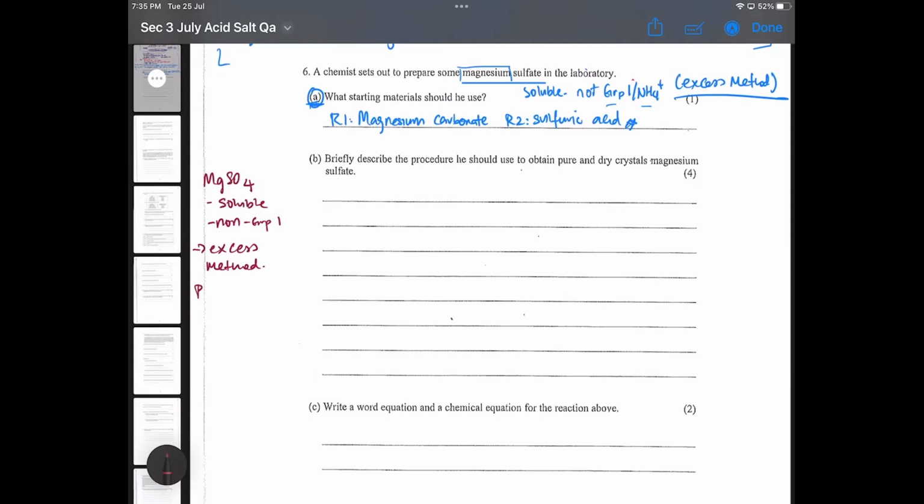So for the excess method, we mention the respective reagent, always the acid, and anything that reacts with acid, with carbonate being the top choice. And then we have the bases, the metal oxides or the metal hydroxides, followed by the metal itself. Most of the time this will be a good point to decide. So the usual thing is to add them to the acid until all the acid is used up. Okay, so this is what I will write.